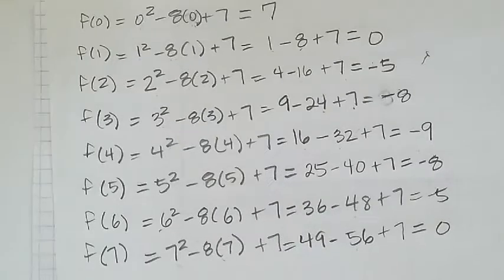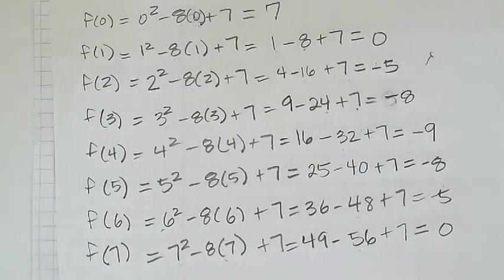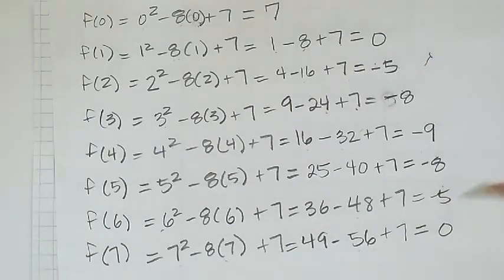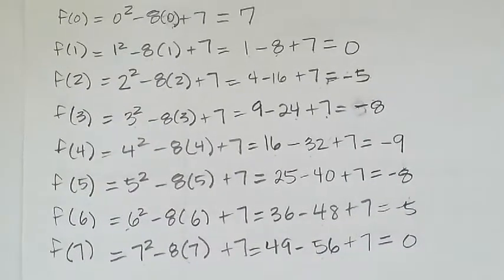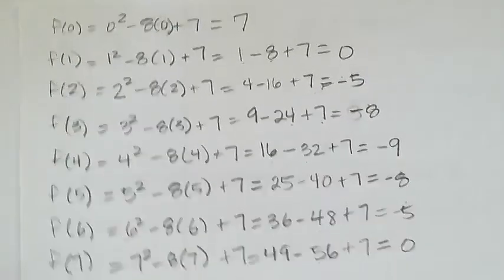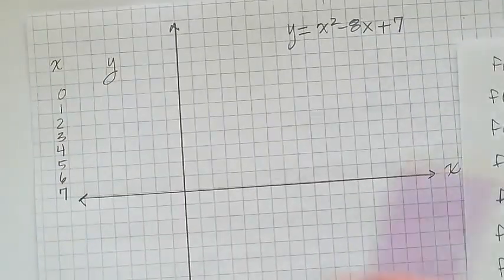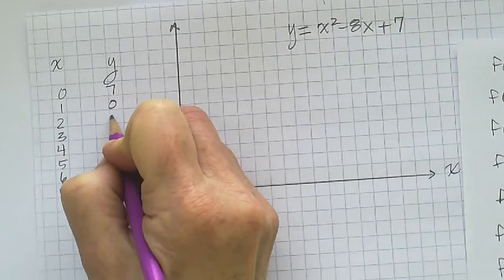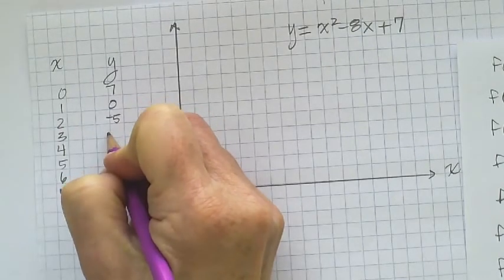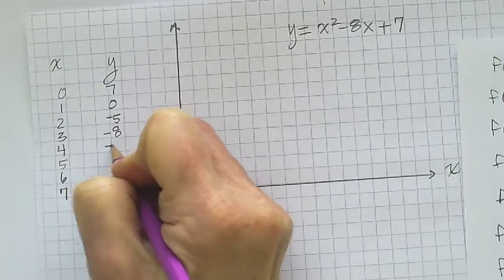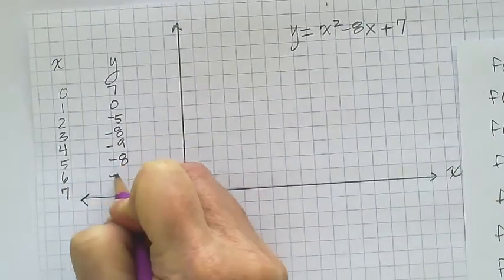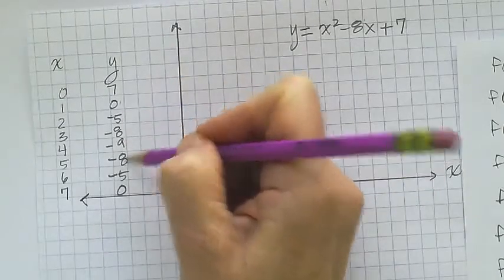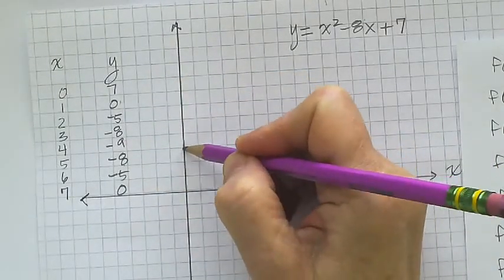Okay, so as you can see, we've got the same number showing up because it's a quadratic. It's decreasing and then it's increasing. So in the future, you're not going to have to do all of this step by step, but I think it's good to do the first few to reinforce where these numbers are coming from. So we have 0, 7; 1, 0; 2, negative 5; 3 was negative 8; 4 was negative 9, and that's when it started increasing again, and we started seeing those numbers repeat.